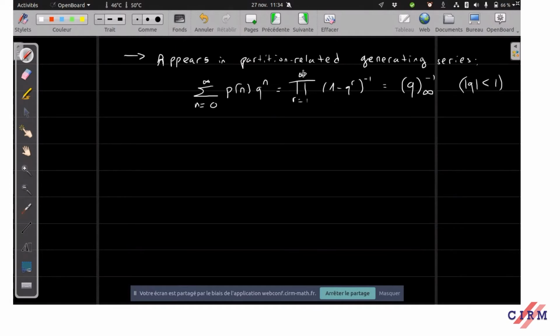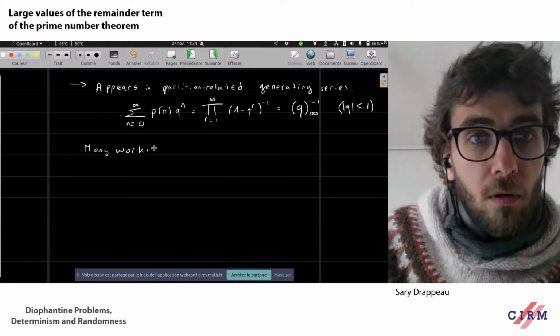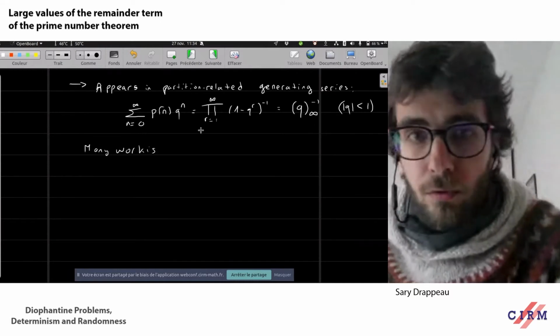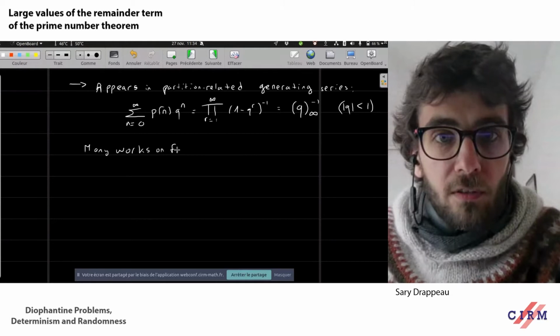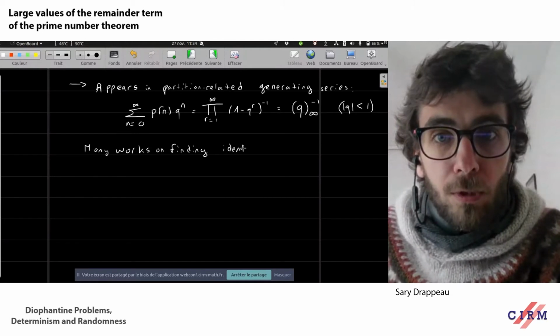And this product is useful because, for instance, you can obtain the Hardy-Ramanujan theorem, the asymptotic formula for p of n, by exploiting the polar behavior of this product on the unit circle. There are many works on finding identities between q-series. It's a big business.